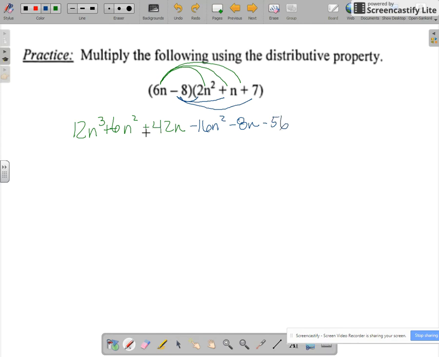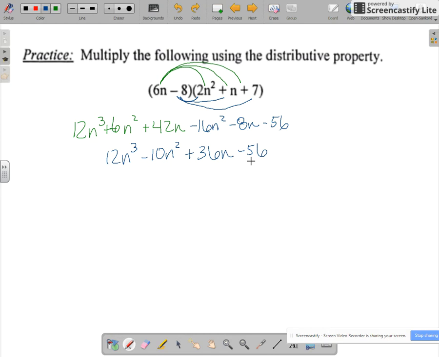Again, just like everything else, combine like terms. So 12n cubed does not combine with anything. 6n squared combines with negative 16n squared to give us negative 10n squared. 42n combines with negative 8n, and we get 36n. And then negative 56 doesn't combine with anything, so negative 56.